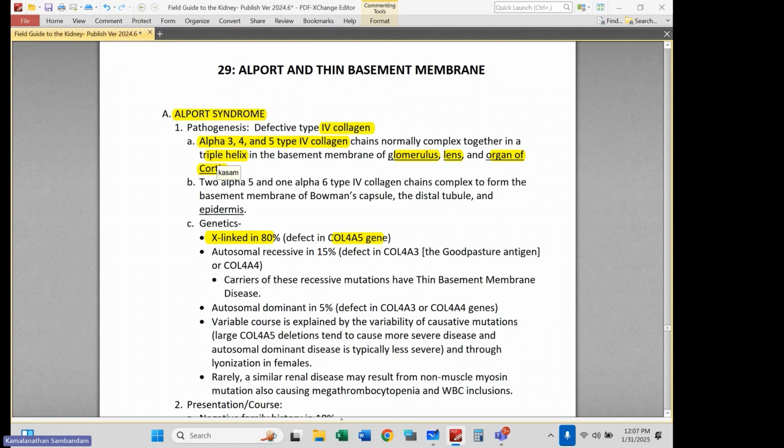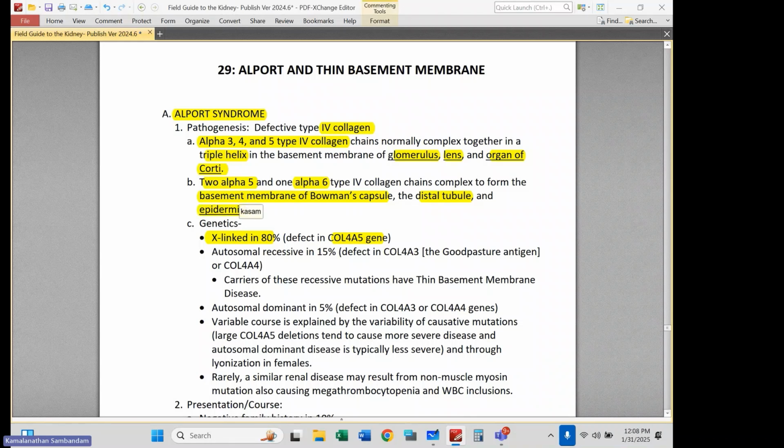Now there are other ways that one can assemble a collagen protein, and that can be through the derivatives of alpha 5 chains, the same alpha 5 chain that complexes with 3 and 4 in the glomerulus, lens, and organ of Corti. But alpha 5 can also complex with alpha 6 to make up other structures, including the basement membrane of Bowman's capsule, as well as the basement membrane of distal tubular structures and in the skin.